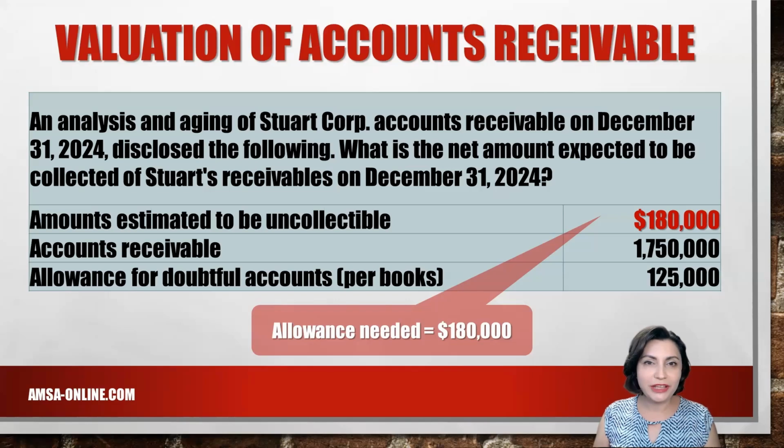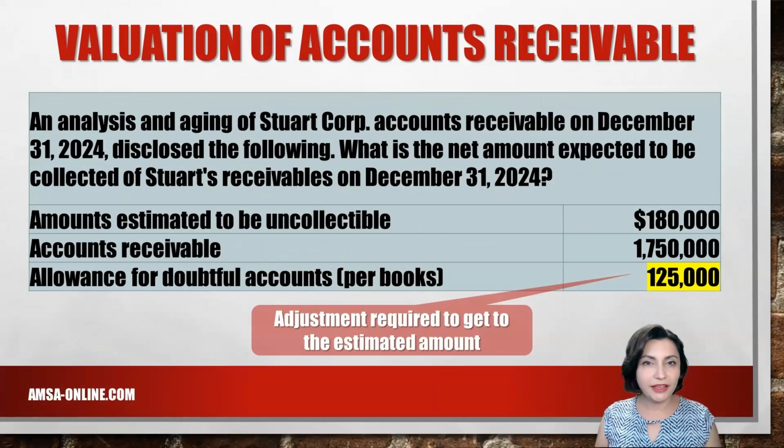Fortunately, the amount estimated to be uncollectible has already been provided to us: $180,000. We will need to subtract this amount from the accounts receivable balance to report the correct value on the balance sheet. If the amount estimated to be uncollectible is not subtracted, the accounts receivable value will be overstated.